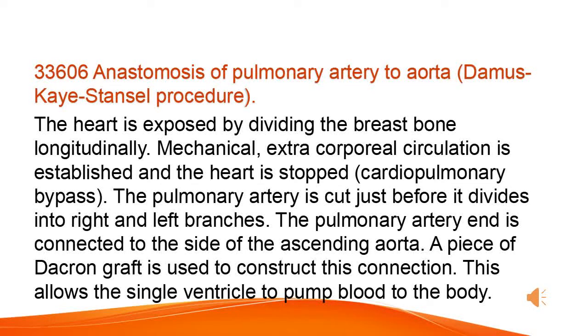Anastomosis of pulmonary artery to aorta, Damus-Stansel procedure. The heart is exposed by dividing the breastbone longitudinally. Mechanical, extracorporeal circulation is established and the heart is stopped, cardiopulmonary bypass. The pulmonary artery is cut just before it divides into right and left branches. The pulmonary artery end is connected to the side of the ascending aorta. A piece of Dacron graft is used to construct this connection. This allows the single ventricle to pump blood to the body.